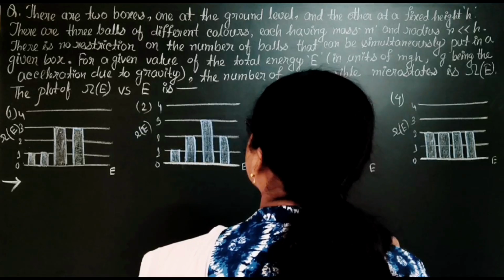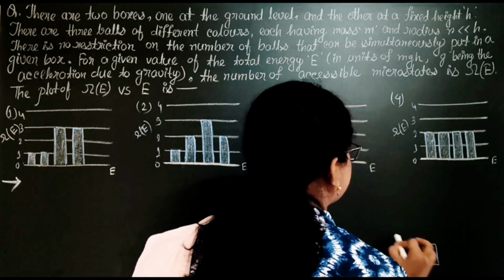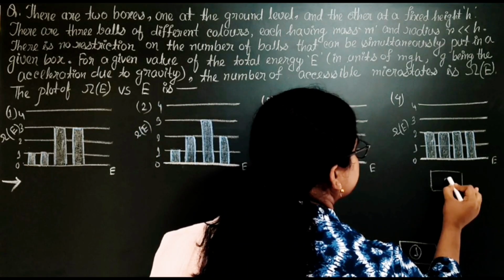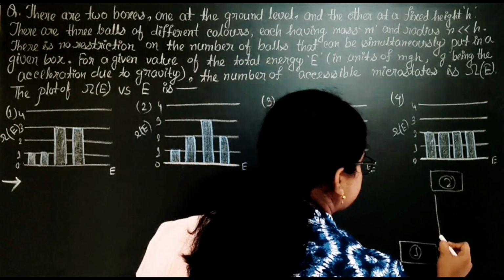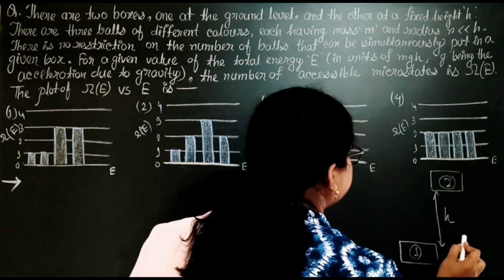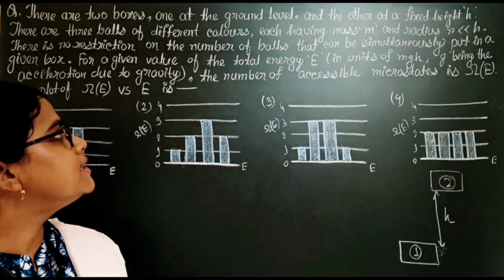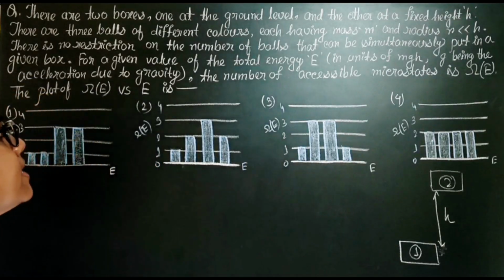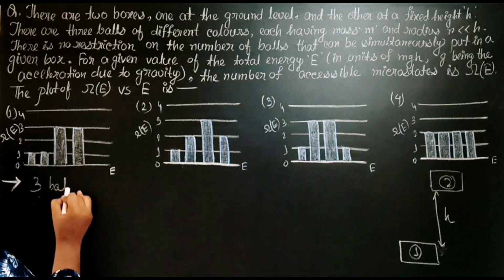So there are two boxes, one at ground level. Suppose this is the first box and this is the second box, at a fixed height h. So this is h. There are three balls of different colors, each having mass m and radius r, which is very less than h.